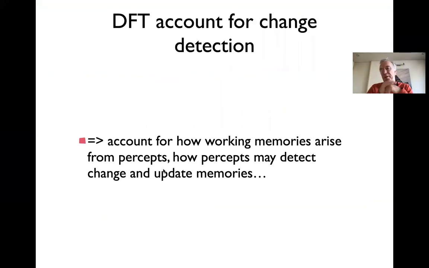So this accounts for change detection. I hope it's clear enough. That is, if a peak is formed, working memory is formed, then you have to move away from that location enough to be able to induce a peak with the same input strength. That's what we call change detection.